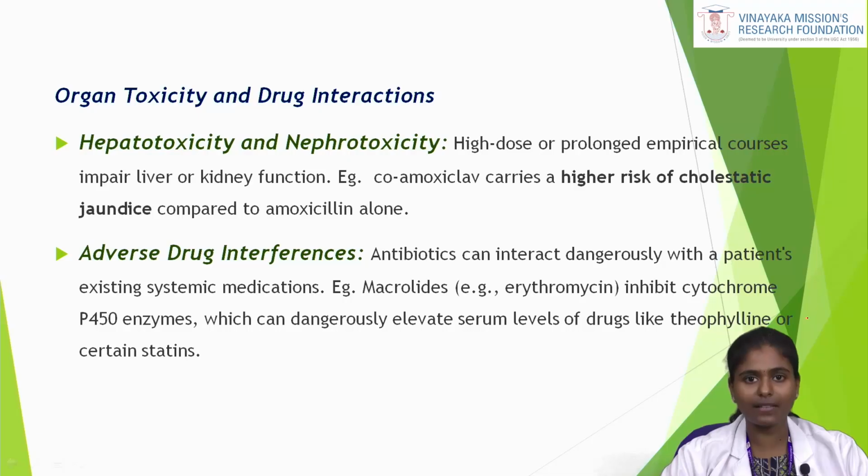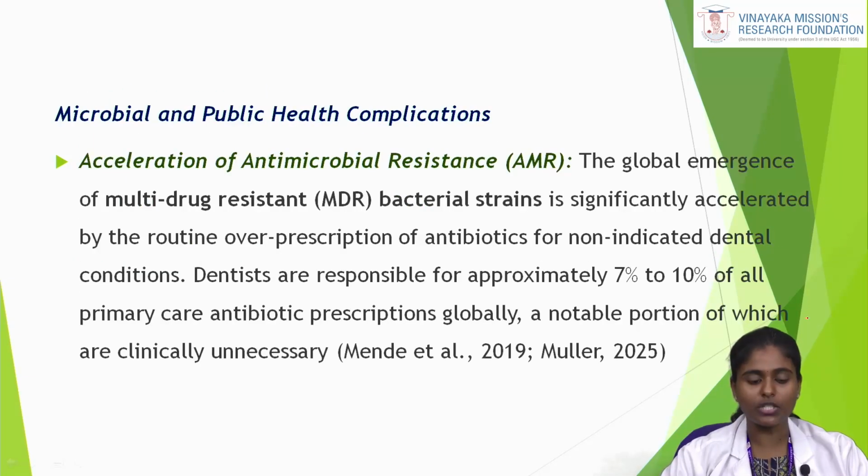Organ toxicity and drug reactions. Organ toxicity, for example hepatotoxicity and nephrotoxicity. High dose or prolonged empirical courses can impair liver and kidney function. For example, amoxiclav carries a higher risk of cholestatic jaundice compared to amoxicillin alone. Adverse drug reactions: antibiotics can interact dangerously with patients' existing systemic medications. For example, macrolides, that is erythromycin, inhibit cytochrome P450 enzymes, which can dangerously elevate the serum levels of drugs like theophylline or certain statins.